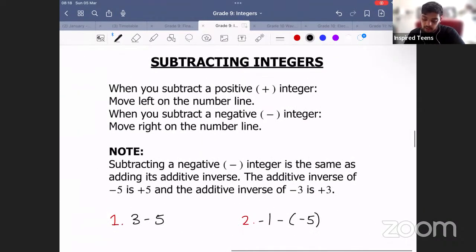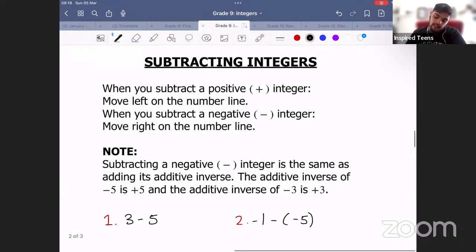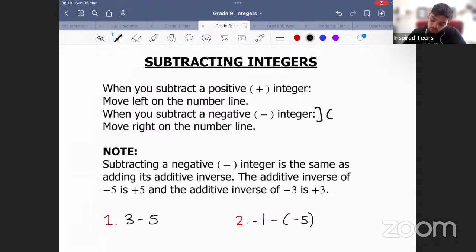Let's talk about subtracting. When you subtract a positive integer, you move to the left. When you subtract a negative integer, you move to the right. So basically, when you subtract a negative, the overall is positive. That's why you move to the right. When you subtract a positive, the overall is positive. Sorry, the overall here is negative. That's why you move to the left.